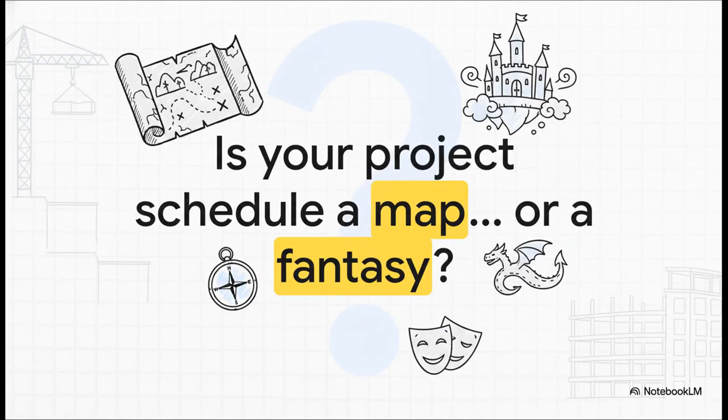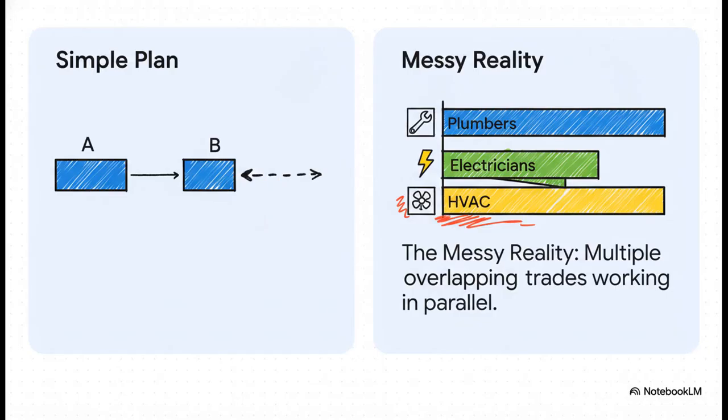Is that beautiful Gantt chart you're looking at a reliable map that's going to get you to the finish line, or is it kind of a work of fiction? All too often, our schedules are just way too optimistic, completely ignoring that complex dance of different trades, all trying to work on a busy site. This right here just perfectly illustrates the problem.